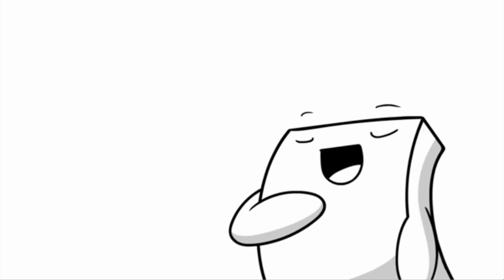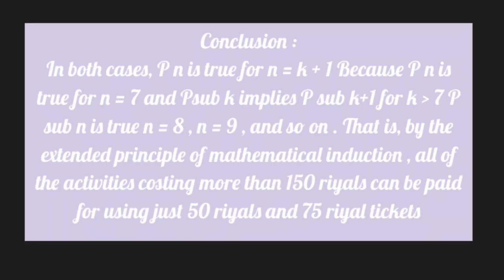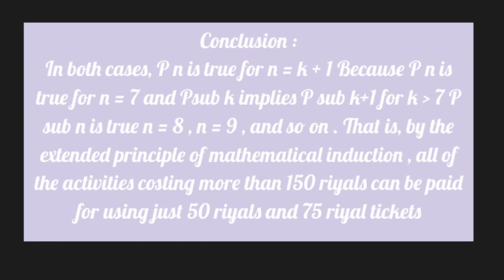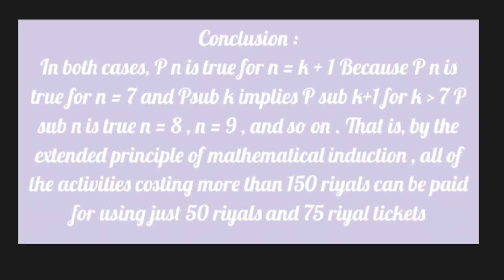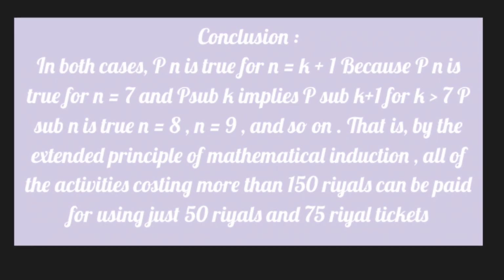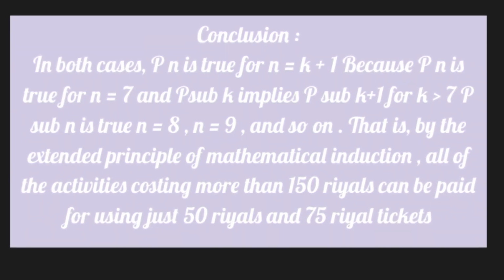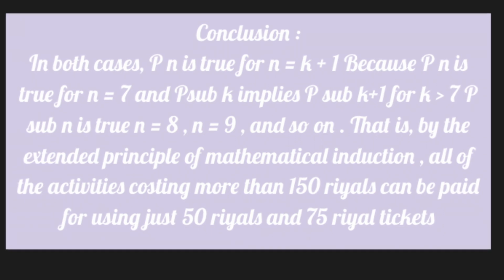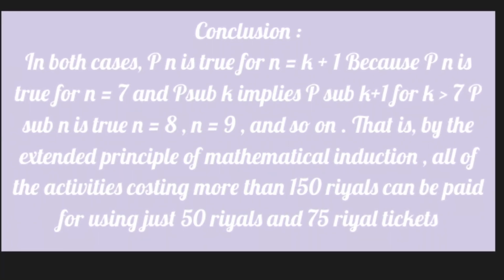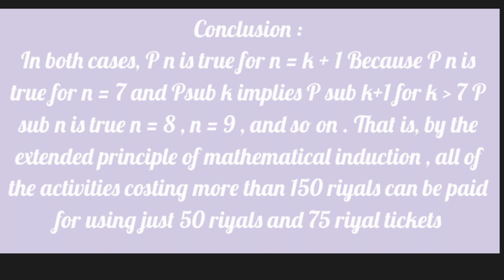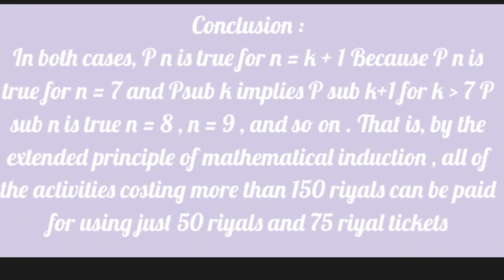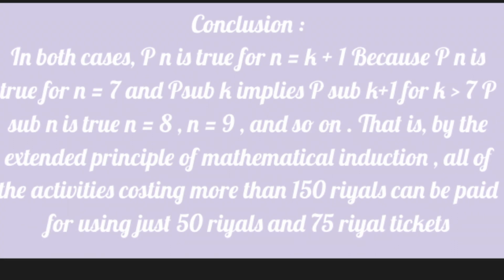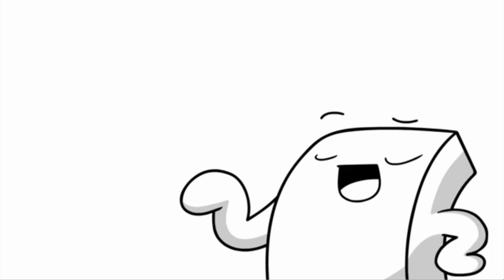So the last step would be conclusion. In both cases, P sub n is true for n equals k plus 1, because P sub n is true for n equals 7, and P sub k implies P sub k plus 1 for k is greater than 7. P sub n is true for n equals 8, n equals 9, and so on. That is, by the extended principle of mathematical induction, all of the activities costing more than 150 reals can be paid for using just 50 reals and 75 real tickets.